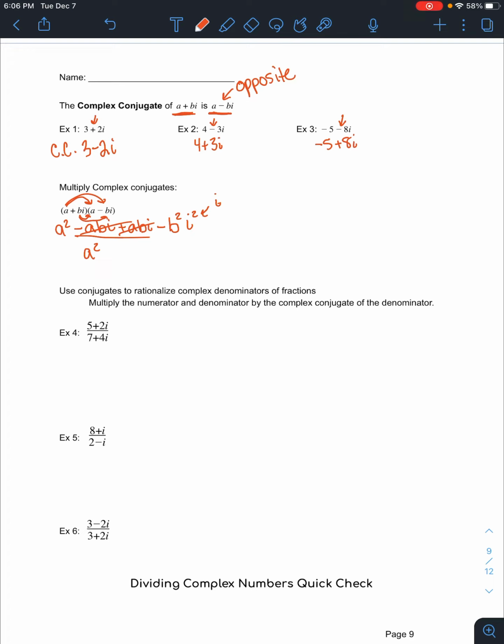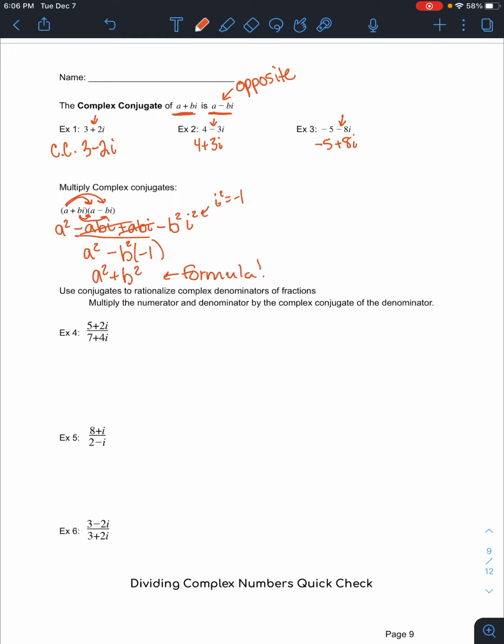Remember yesterday we kept saying, well, i squared equals negative 1. So that means this would be minus b squared times negative 1. And negative times negative is a positive, so this is just a squared plus b squared. So when I multiply complex conjugates, what I'm going to end up with every single time is just a squared plus b squared. So this is a little formula that we're going to apply when we're dividing complex numbers.